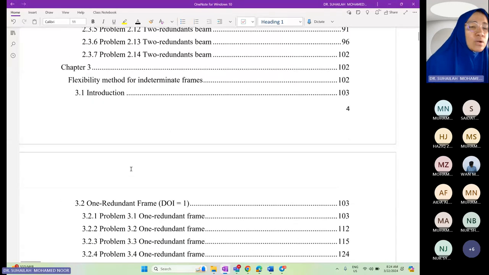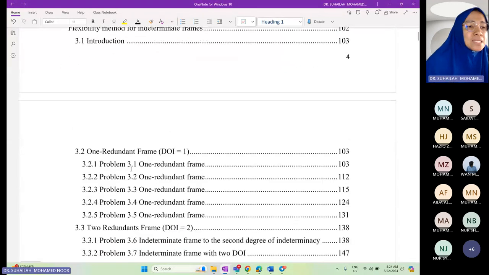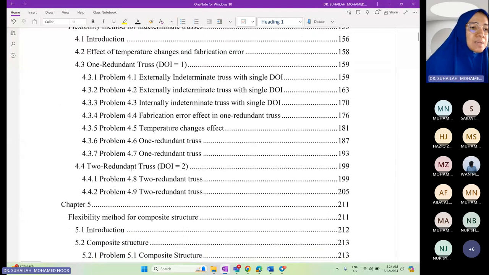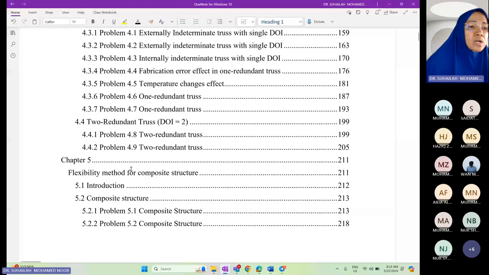And then chapter three focuses on frame analysis. Chapter four focuses on truss analysis. And chapter five here focuses on composite structure. So composite structure is actually a combination of EI, flexural rigidity, and EA, axial rigidity, in one question.